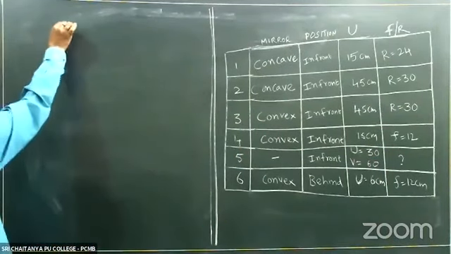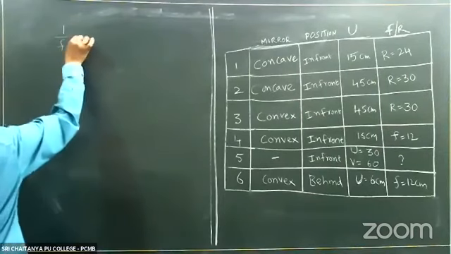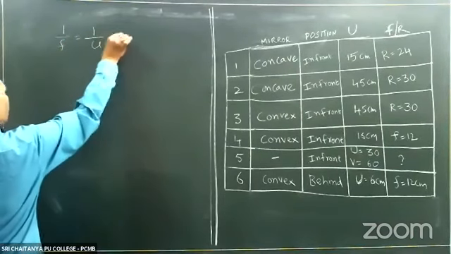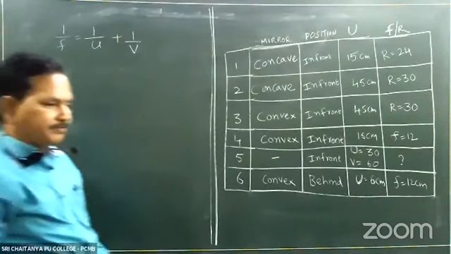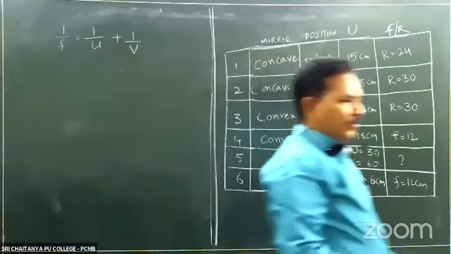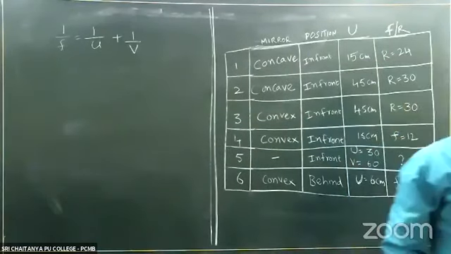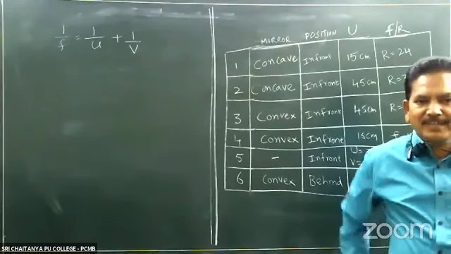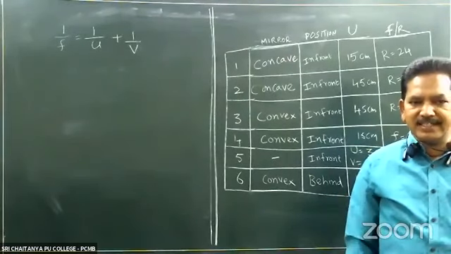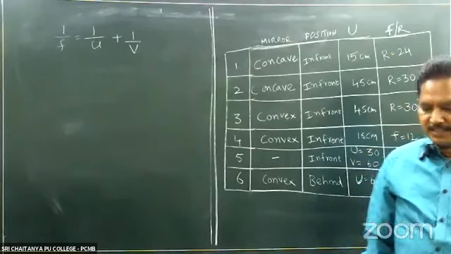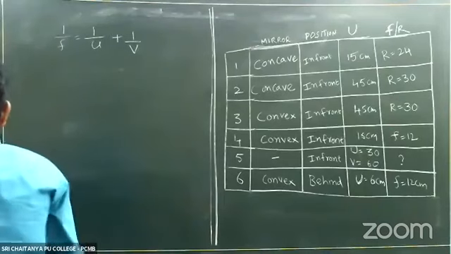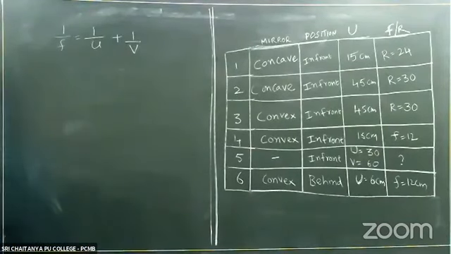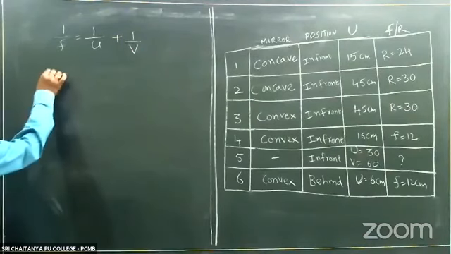Mirror formula: 1 by f is equal to 1 by u plus 1 by v. f is the focal length of the mirror, u is the object distance, v is the image distance. The formula is applicable both for the concave mirror and the convex mirror. Now we will discuss graphs.